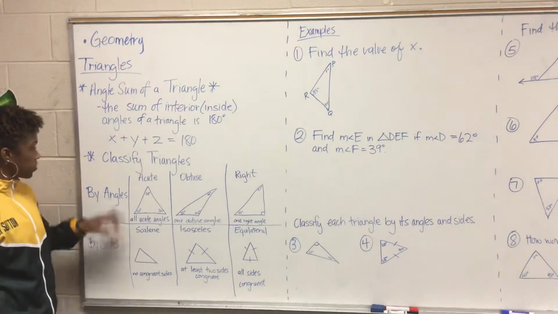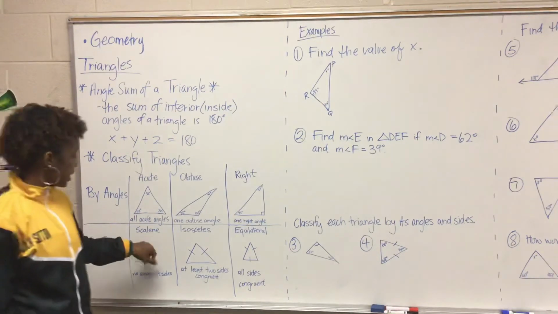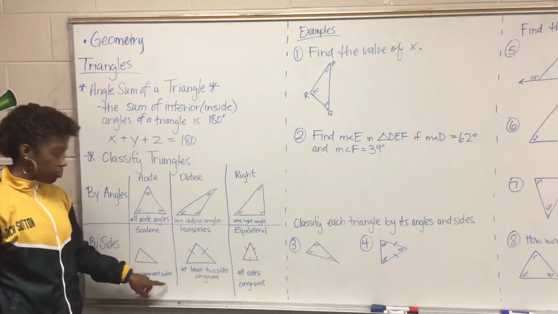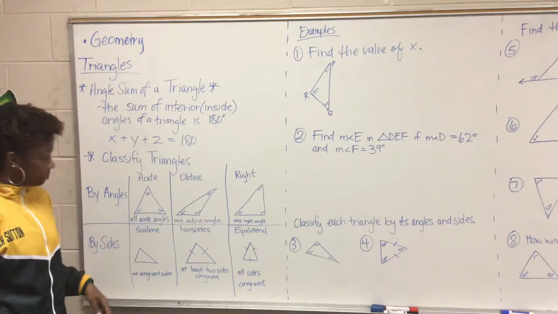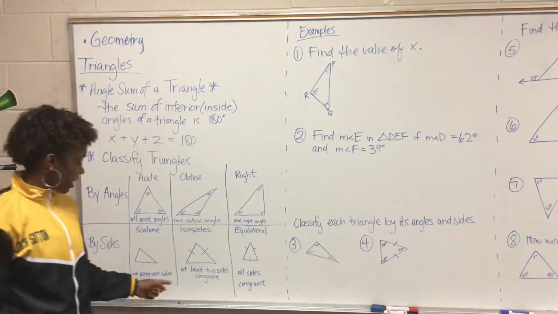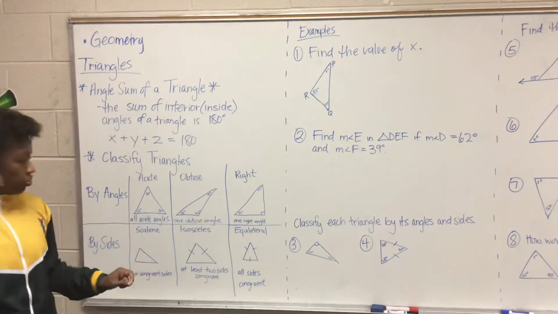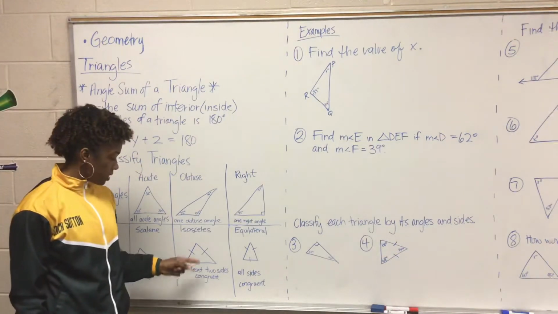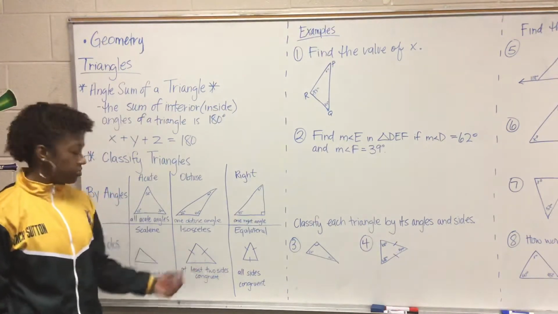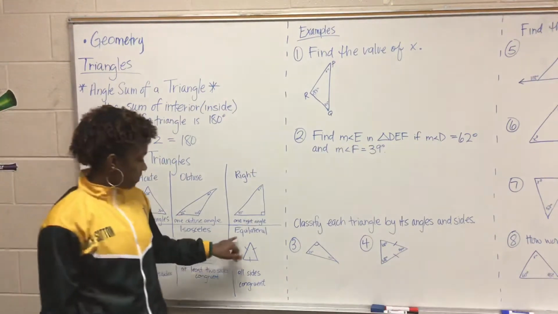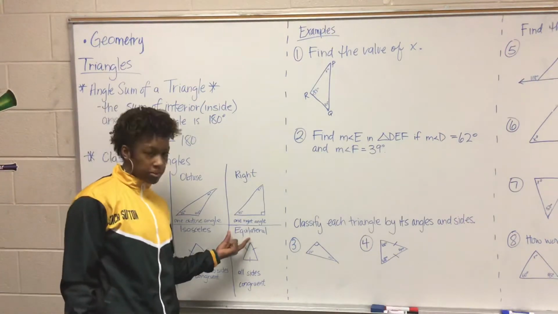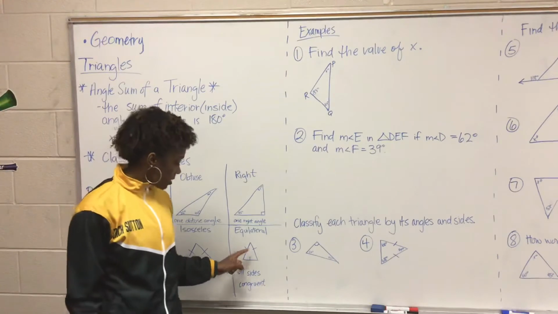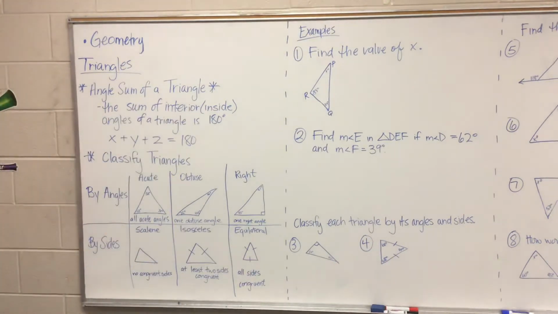If I were to classify triangles by the sides, I have scalene, which means there are no congruent sides. How do I know that? Because there are no tick marks, is what I like to call it. Isosceles triangle: you have at least two sides that are congruent. You see this line here is congruent to this line here, which means these two are congruent. Then you have equilateral. All sides are equal. Hint: the word equilateral. Every side equals the same thing. So that's how you classify the triangles by sides.